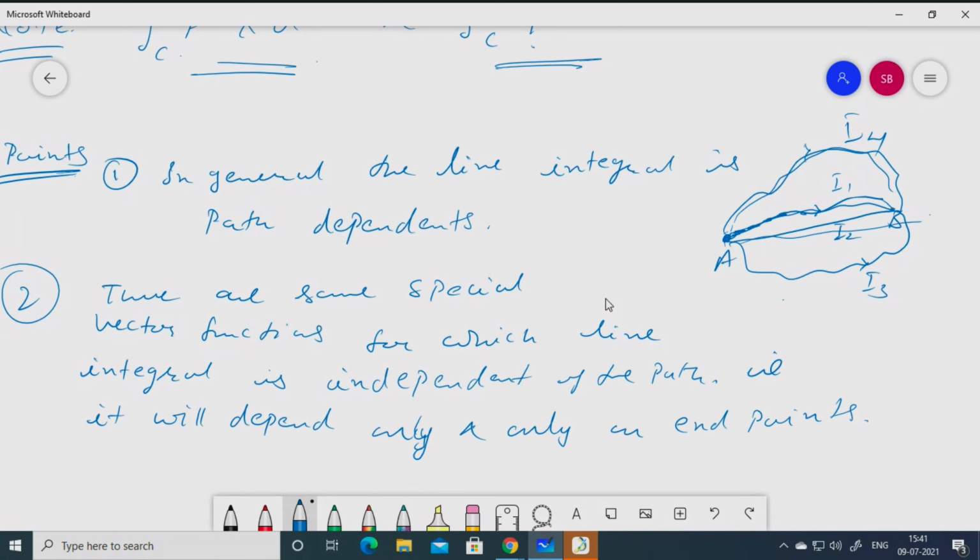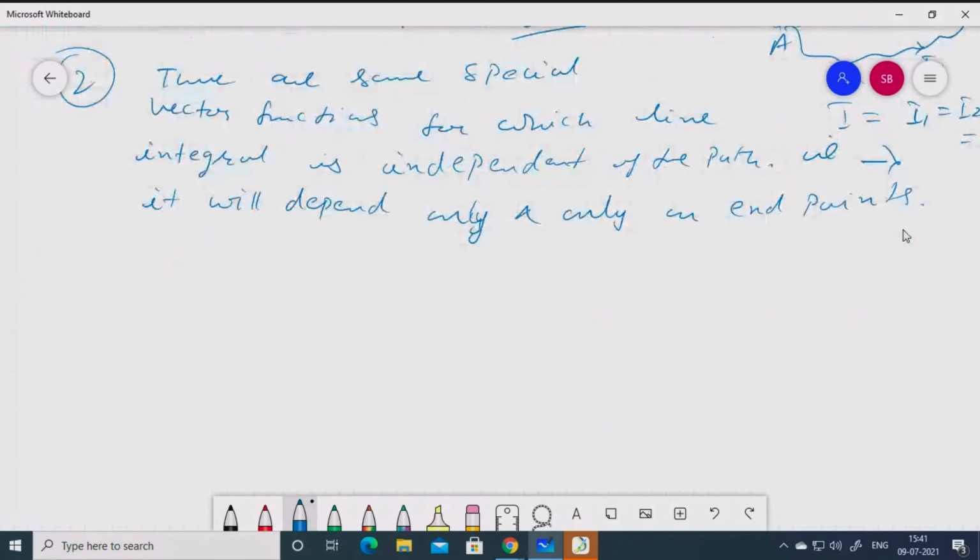So in the second case, the first condition is in general true for most vectors. But there are some special vectors for which the line integral is path independent. It will depend purely on the endpoints. That means in the second case, the values I1, I2, I3 will all be the same single value, irrespective of the path. It will depend only on the endpoints. Got it, all of you? Yes, ma'am.